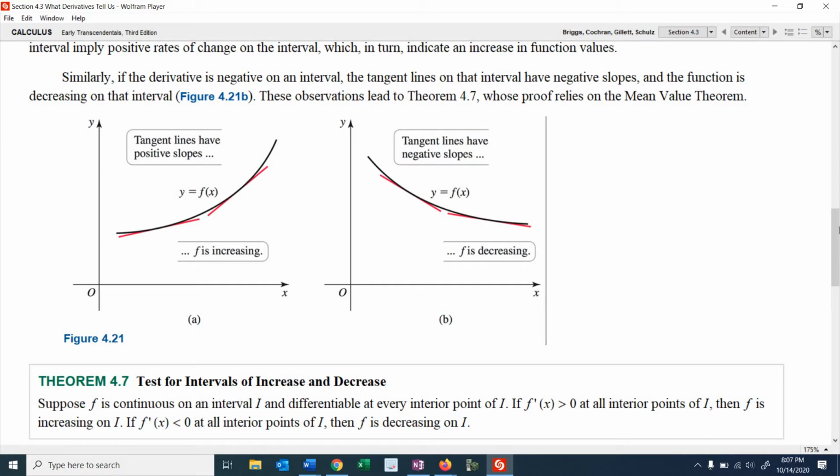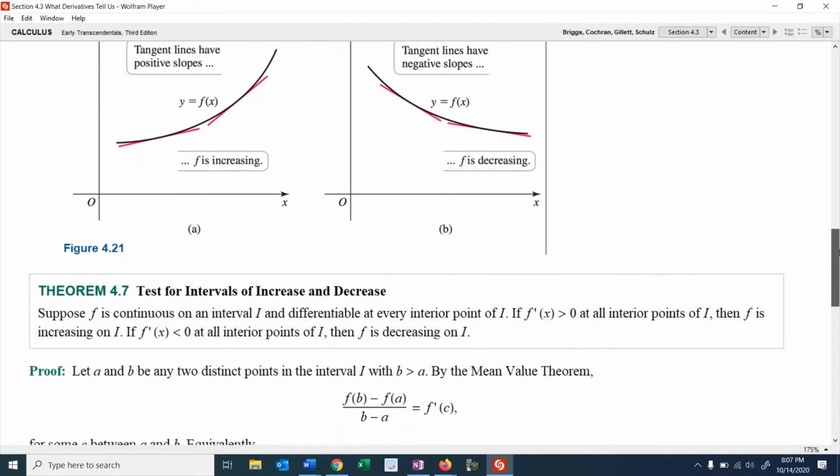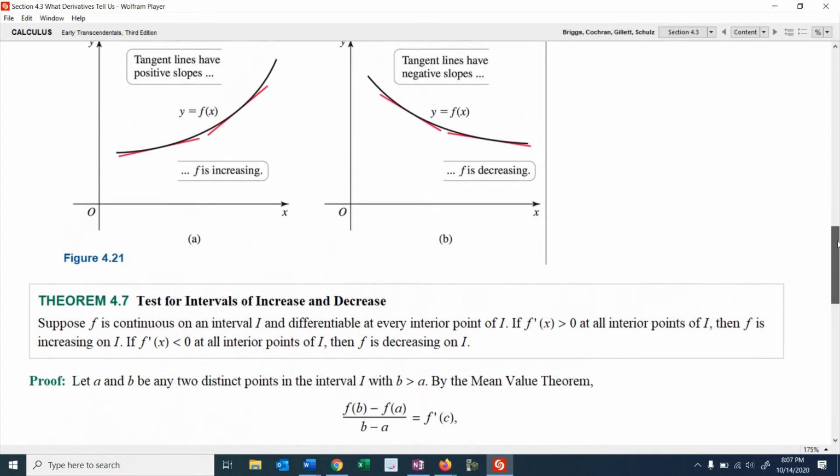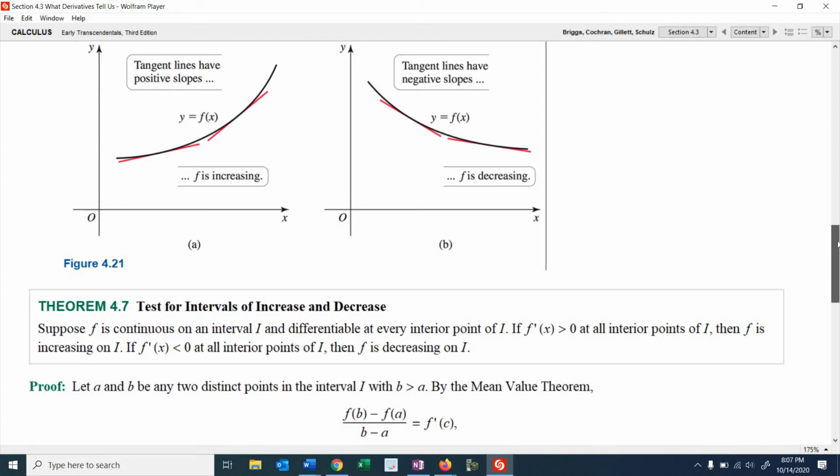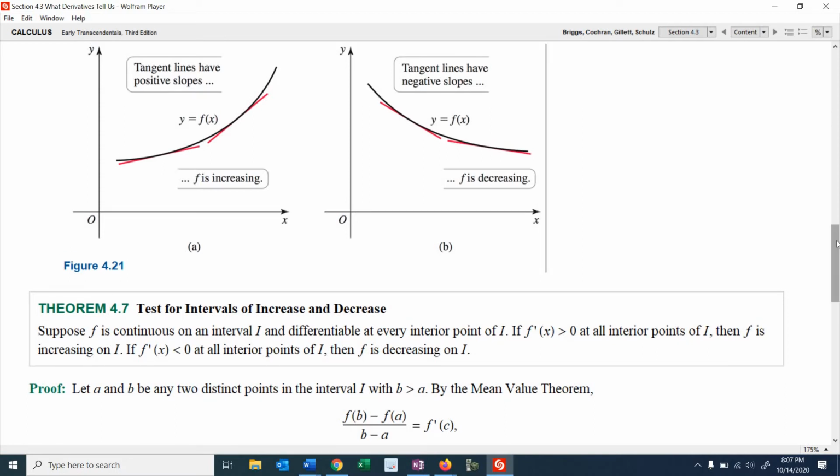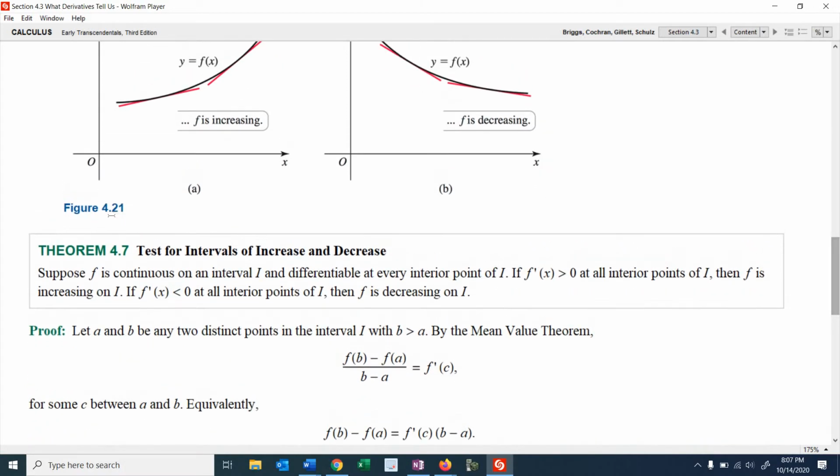We're going to extend this idea to finding out where a function is decreasing or increasing in terms of an interval. We're going to find the intervals where a function is increasing and the intervals where a function is decreasing. And so we have a test for that, and that's what theorem 4.7 is about. So here's what the theorem says.